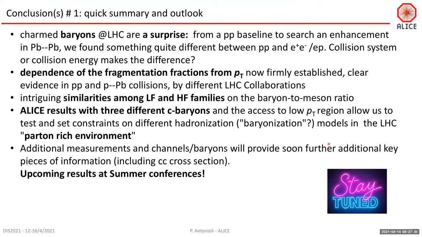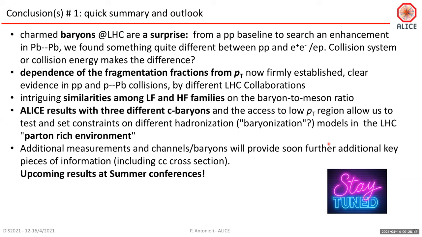This brings me to some of the conclusions that I wanted to discuss. Certainly the charmed baryons at LHC were a surprise. From a proton-proton baseline, we were searching for an enhancement in lead-lead. This was the usual script for an experiment such as ALICE: trying to achieve a baseline in proton-proton and then to see if something changes in lead-lead. Then we found something quite different between proton-proton and electron-positron and ep results. So is it the collision system that makes the difference, or is it the collision energy? Because we have to keep in mind that the collision energy is also substantially different.